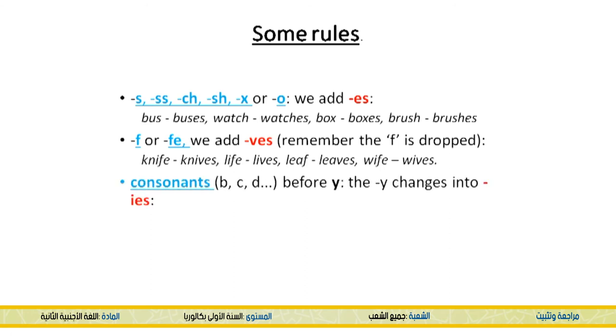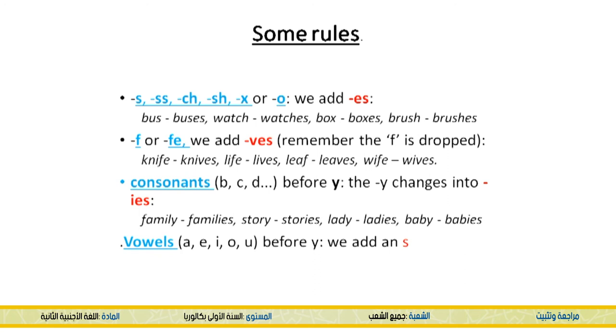Now here, the third category. Now here we have consonants, B, C, D, etc. These are consonants, right? Now, a consonant before Y, the Y changes into I, E, S. For example, family, families. Look, consonant and Y. Story, stories. Right, R, consonant. Lady, ladies. Baby, babies, again, consonant. And of course, we drop the Y and we substitute it with I, E, S.